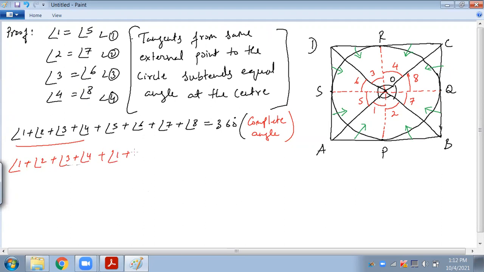Instead of 6, you can write 3. Instead of 7, 2. And instead of 8, I can write 4. And we are doing the changes from 1, 2, 3, 4.